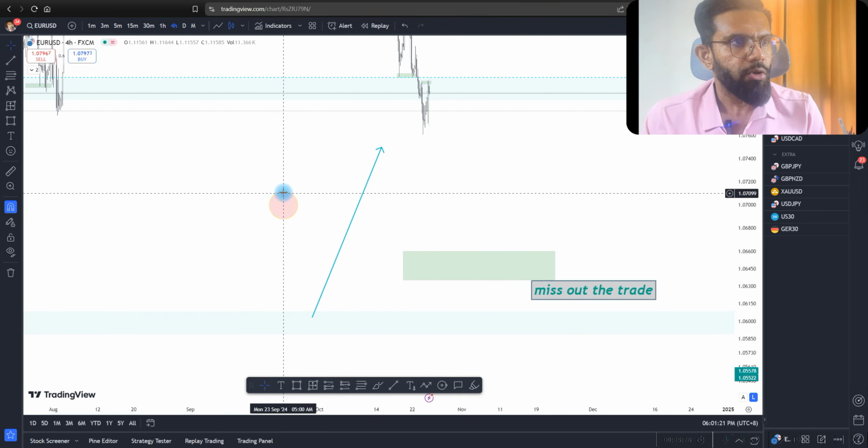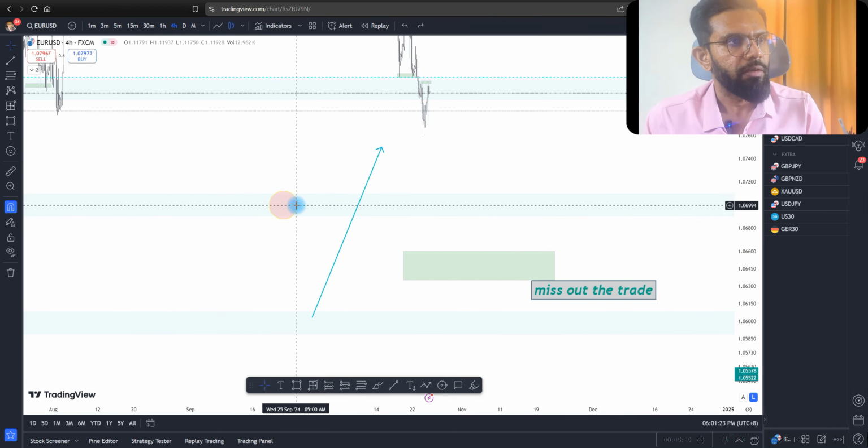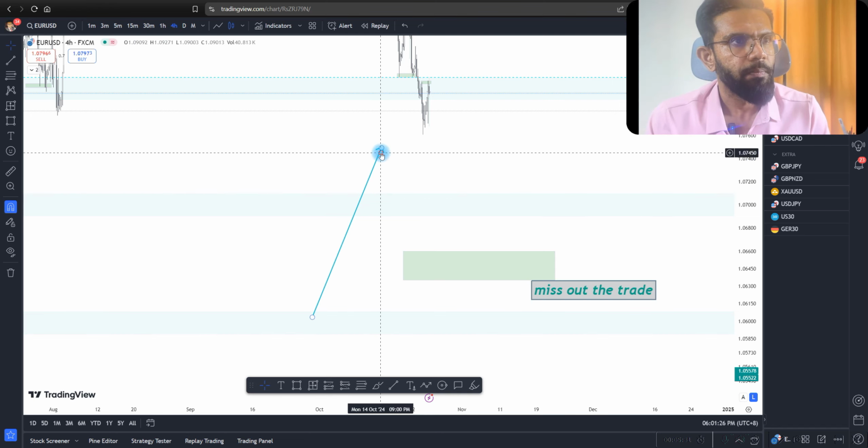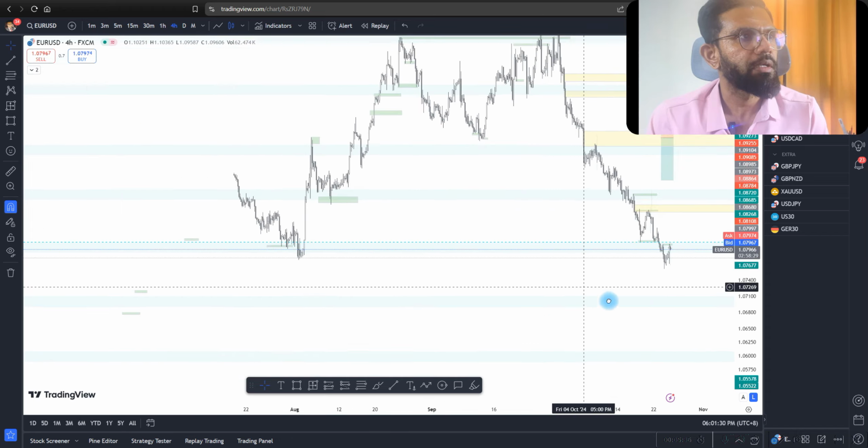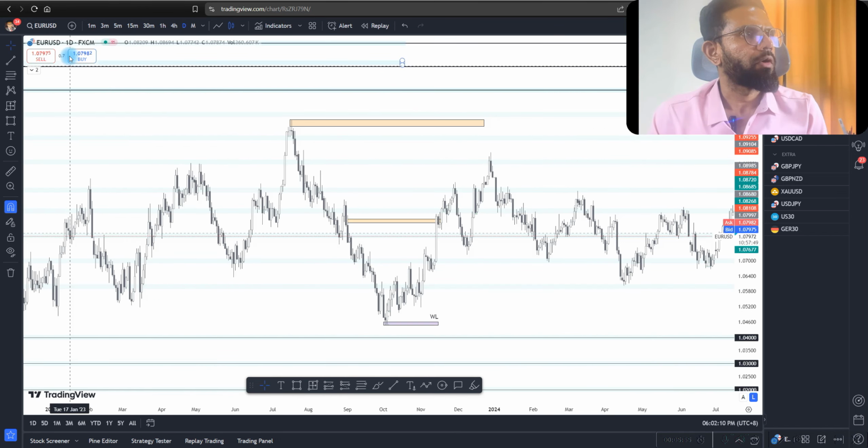So you can use this Fibonacci retracement on any time frame. You can use it for 5 minutes, 15 minutes, 1 hour, 2 hours. Any time frame this will work. Now I'm going to show one live example. Okay, now we are in EURUSD 1 hour time frame.